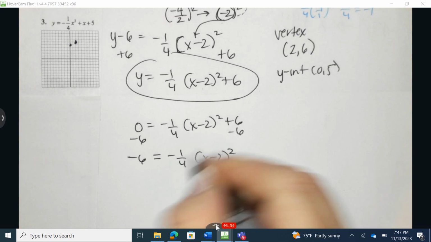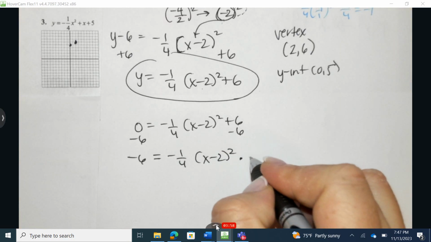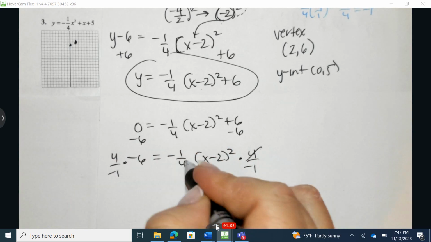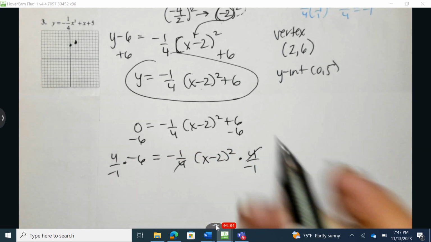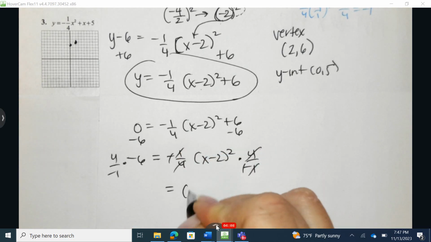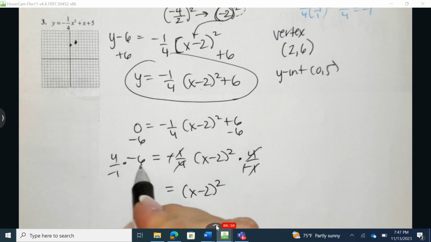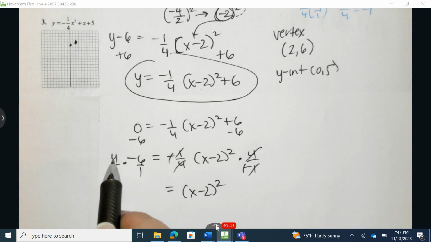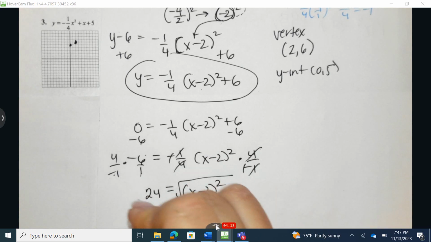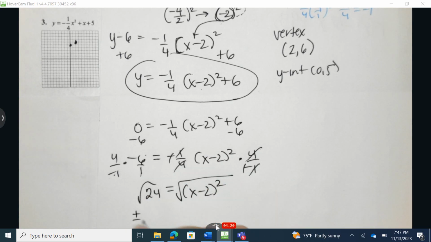Now I need to remove the negative 1/4, so I'm going to multiply by the reciprocal. And the 4s and the 4s, a lot of you think they cancel. Really, they're going to reduce down to a 1. So on the right-hand side, I have x minus 2 quantity squared. And on the left-hand side, I have negative 24 over negative 1. Negative 24 over negative 1 is simply positive 24. Two answers, plus or minus.